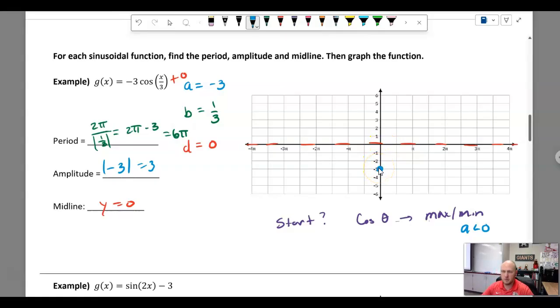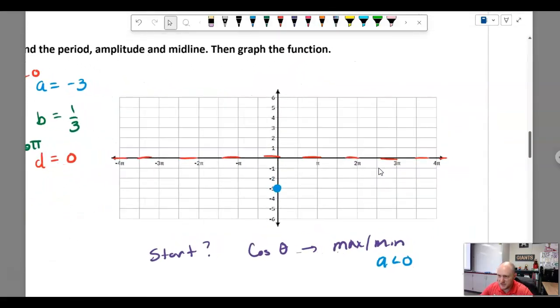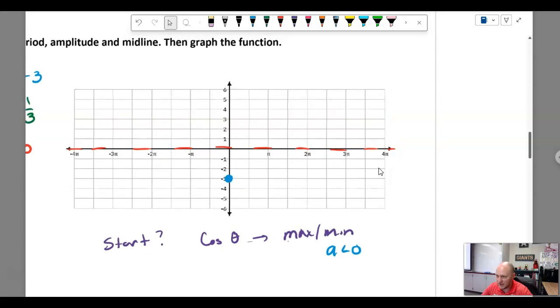Start at an extrema for cosine, and then I have to go 6 pi. Notice though that I don't have 6 pi in this direction. So I'll just do this so you can see. This would be 1 pi, this would be 4 pi, 5 pi, and then maybe 6 pi.